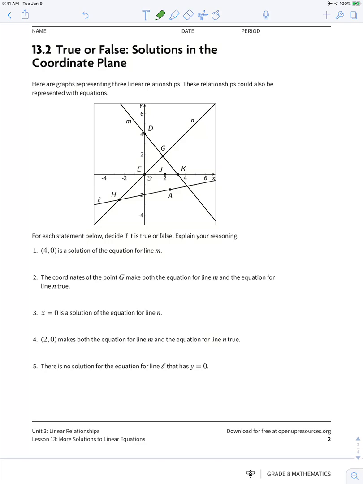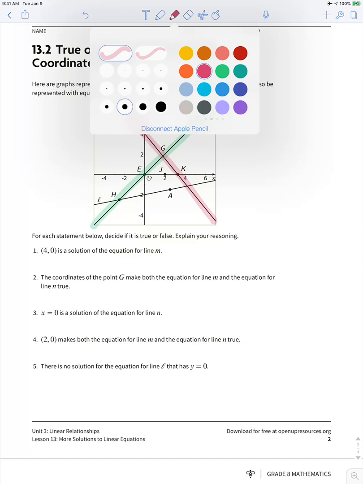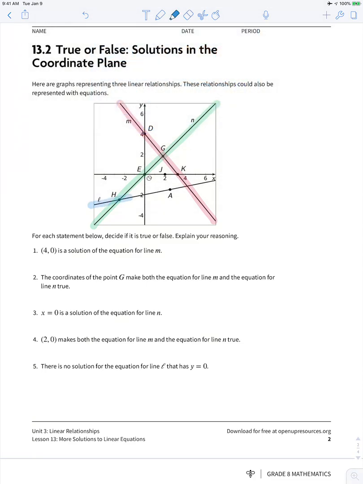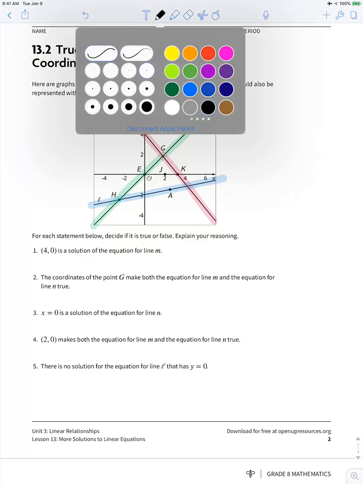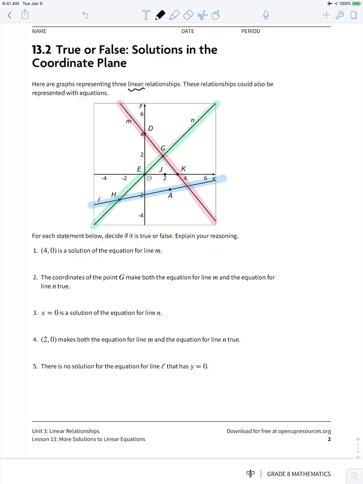Okay, so you have this graph. And there are 3 lines. I'm going to highlight them all different colors. So I'm going to say line N, line M, and then line L. And all of them are linear relationships. Linear meaning they do create a straight line. There is some sort of rate of change to each of them.